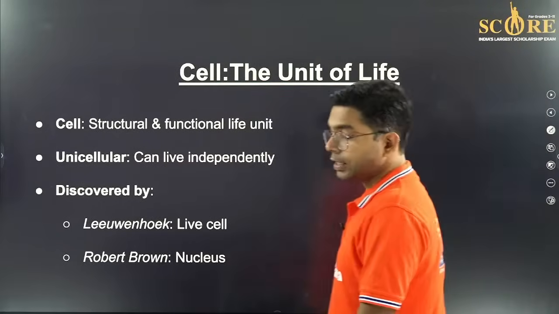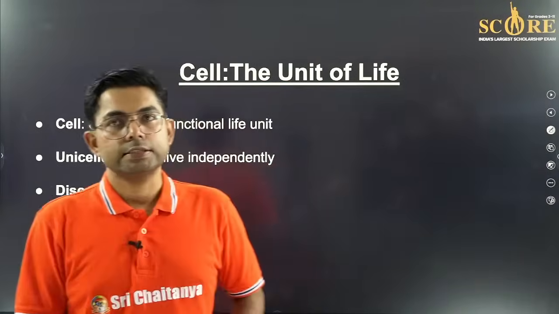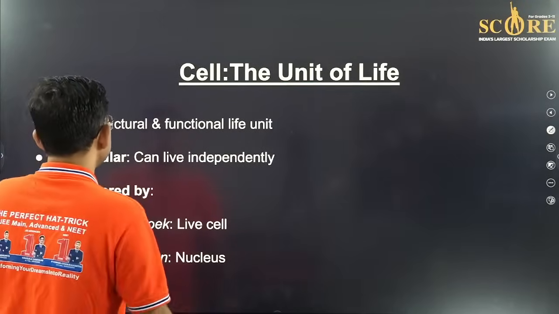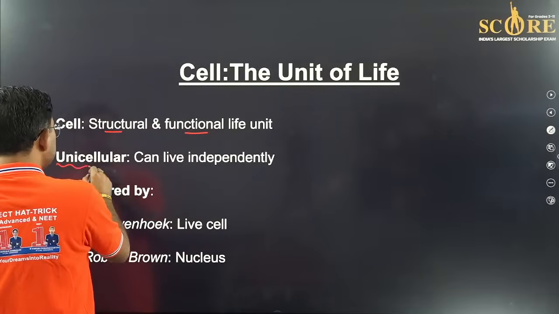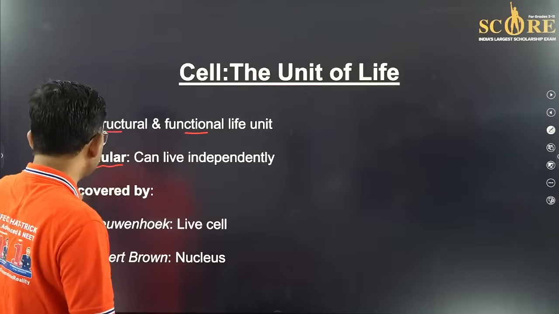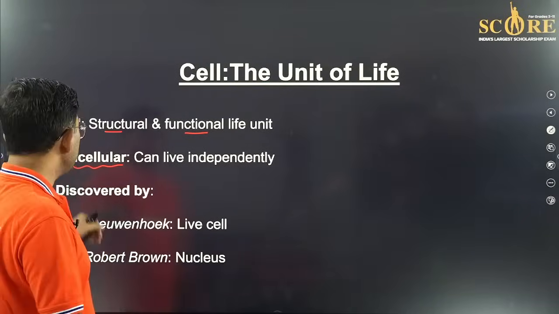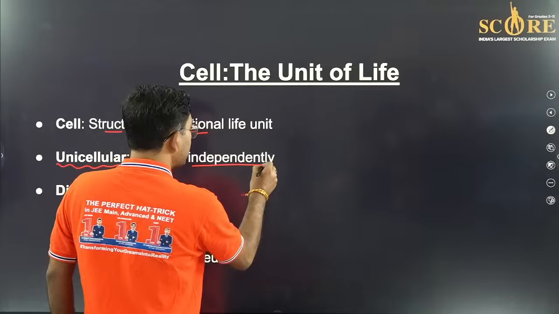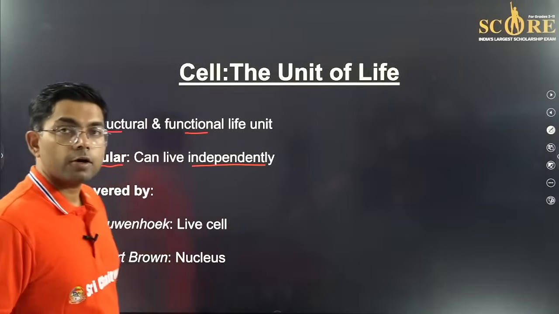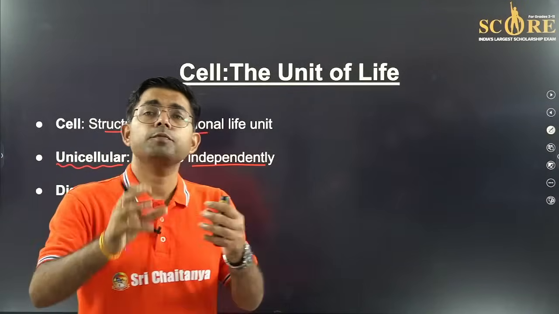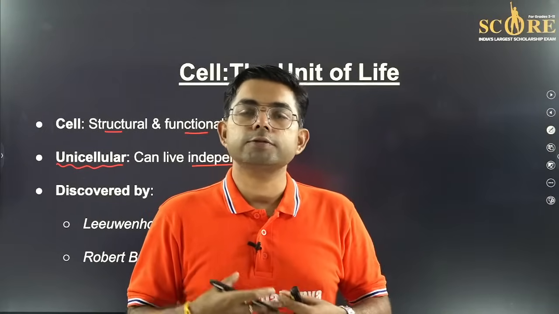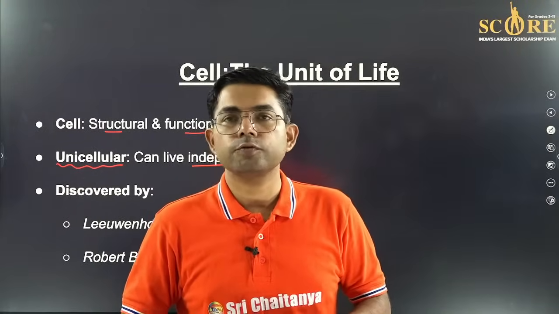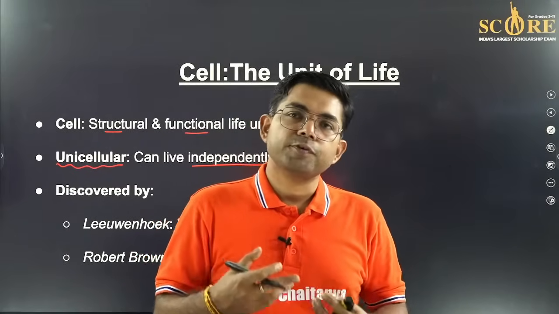Now coming to the next interesting and important chapter, that is cell. So cell, you know that cell is the structural and functional unit of life. Now organisms can be unicellular or multicellular. A unicellular organism can live independently, whereas in a multicellular organism, different cells perform different functions. In our body, we are multicellular. We have different organs. Heart is performing its own function. Lung is performing its own function. Liver is performing its own function.